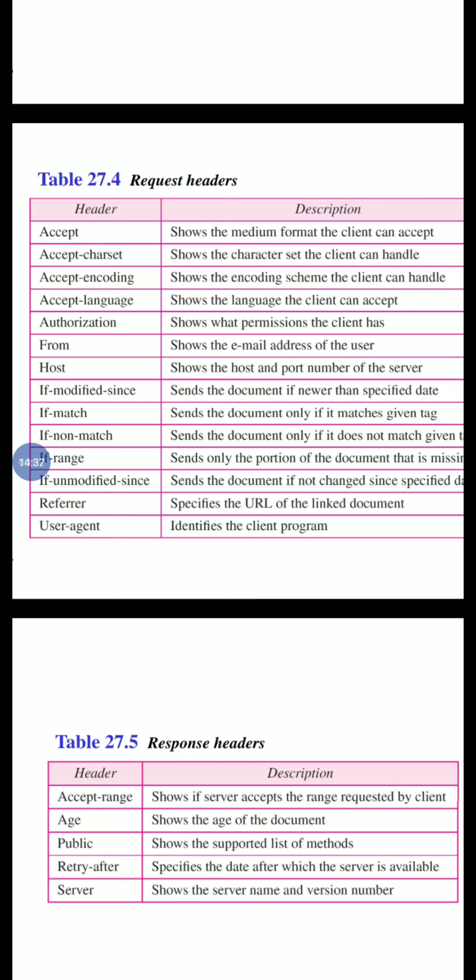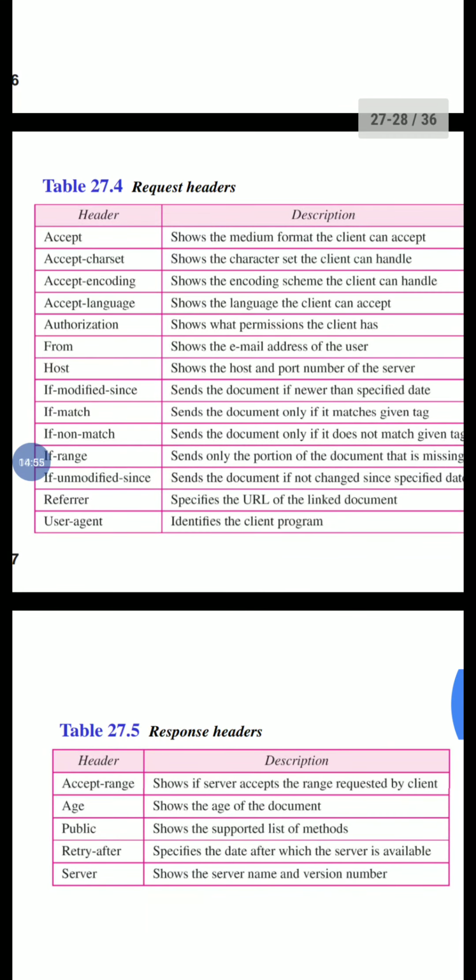Then we'll have Accept-Encoding, which shows the encoding scheme the client can handle. So most of the times, for security purposes, encryption and decryption is used in between the client and the server. At that time, for the security reason, we are mentioning the encoding and the decoding schemes. After that, you will have Accept-Language, which shows the language the client can accept.